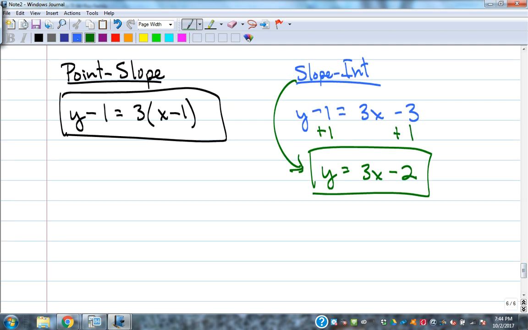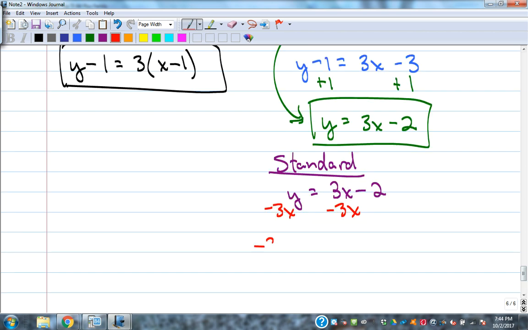Now I want standard form. Then all I've got to do is subtract 3x. I'm going to rewrite it and show that step. So I'm going to subtract 3x. And there I have negative 3x plus y equals negative 2.